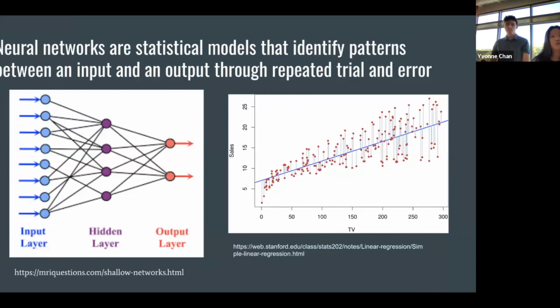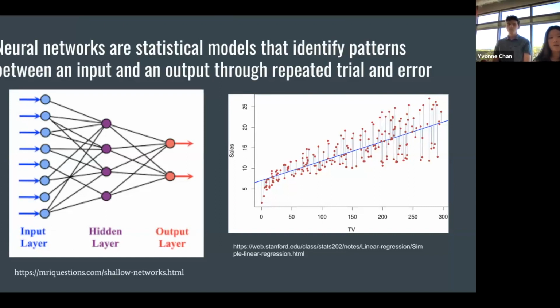In our project, we use neural networks to help analyze SNP data. Neural networks are statistical models that identify patterns between an input and an output through repeated trial and error. They contain many different layers that are inspired by the human brain's structure and function, which is displayed in this image. Through various trial and error, as well as huge inputs of data, neural networks are able to adjust their weights of certain values in each of these layers to accurately make predictions or classifications.